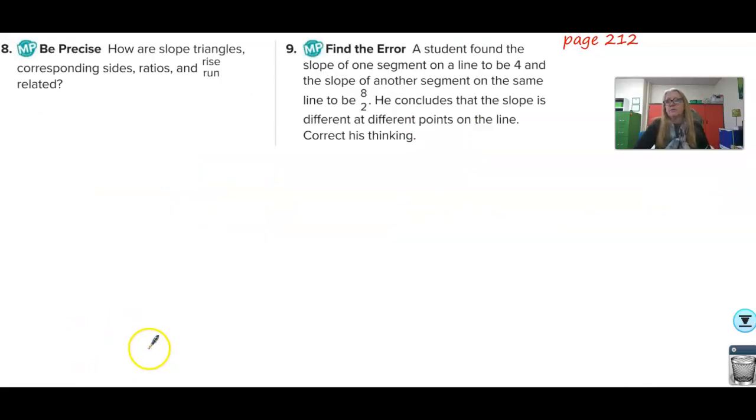All right, I don't like number 8, how are slope triangles, corresponding sides, ratios, and rise over run related. Doesn't sound like fun to me. I do like number 9 though.